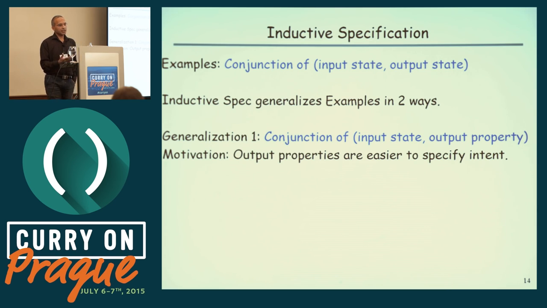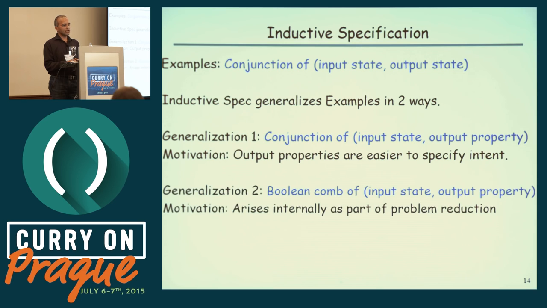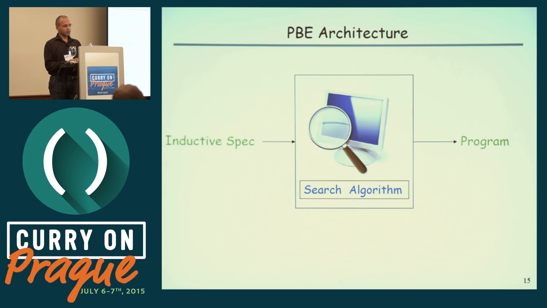Then the other generalization is that the user does not simply provide conjunctions of these constraints, but sometimes we might also want to handle some Boolean combination of these kinds of constraints, that in a given input state, certain output property should be true. This usually arises as part of how we actually approach or solve this problem. So I will leave out any further discussion on this particular topic.